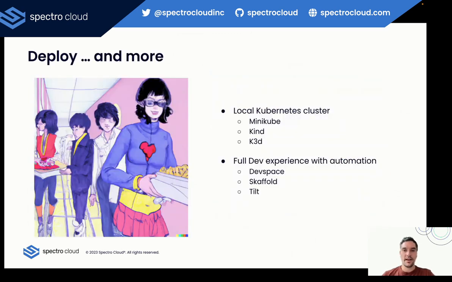All right, so now it comes time to deploy our code. We've built our containers, we have automation in place. And we need to get that running and do some debugging and development, preferably in a local environment. And some popular solutions there are Minikube, Kind, and K3d.